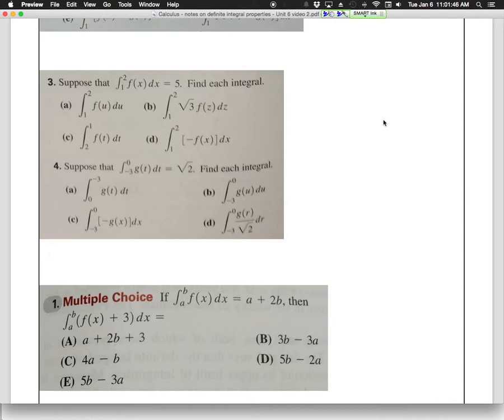All right, Brady, C, the integral from -3 to 0 of negative g of x dx. Negative square root of 2. Logan, D, the integral from -3 to 0 of g of r divided by the square root of 2 dr. It's just 1. Any issues with those 4? All right.